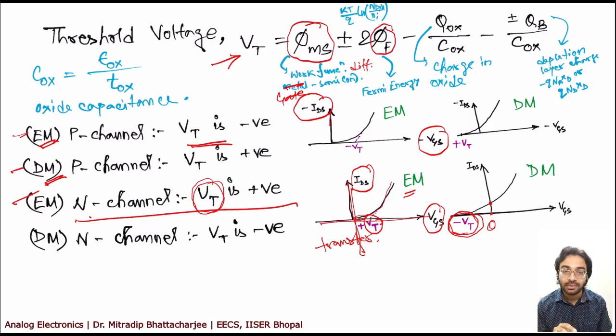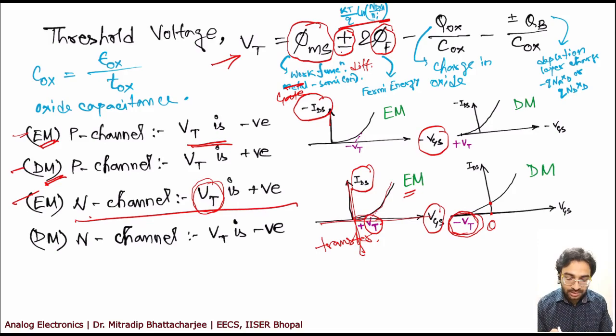Now how do you define Fermi energy? KT by Q ln Nd by Ni or Na by Ni. This is written. So it is KT by Q ln Nd by Ni or Na by Ni. Now depending upon whether it is NMOS or PMOS, the sign will change. For PMOS, what will be the value? KT by Q ln Nd by Ni should be negative, and that's why I put both plus minus, okay. But for NMOS, this should be plus. The phi f will be plus.